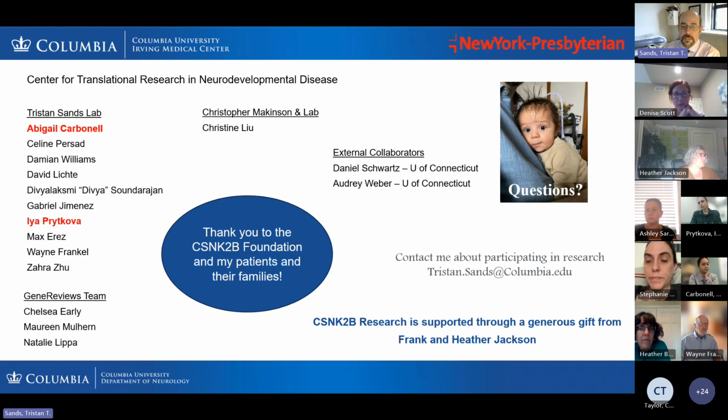Christopher Mackinson and his laboratory have been critical collaborators in this work, and really it's a team effort between the two labs. And our external collaborator, Daniel Schwartz in his lab, and Audrey Weber over there, are going to be critical to the biochemical characterizations that both of the speakers that you heard from, that's where that work is going to be done.